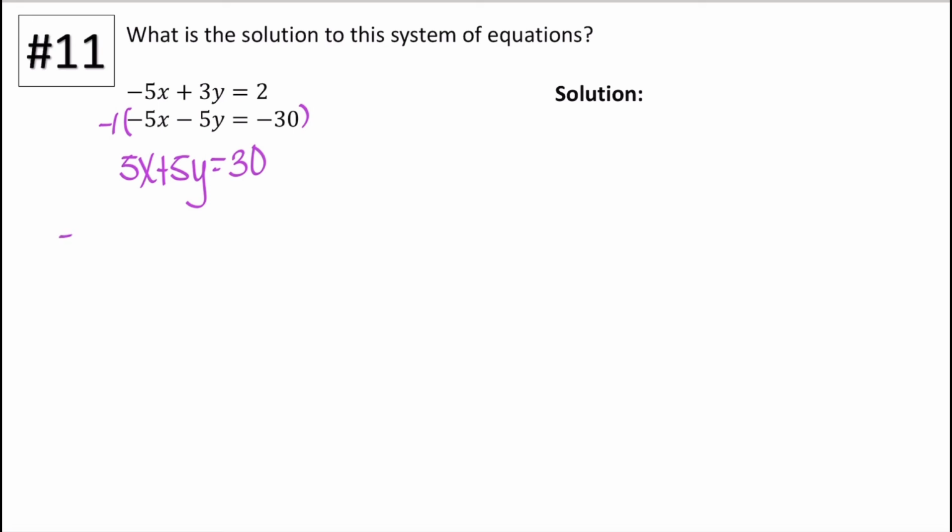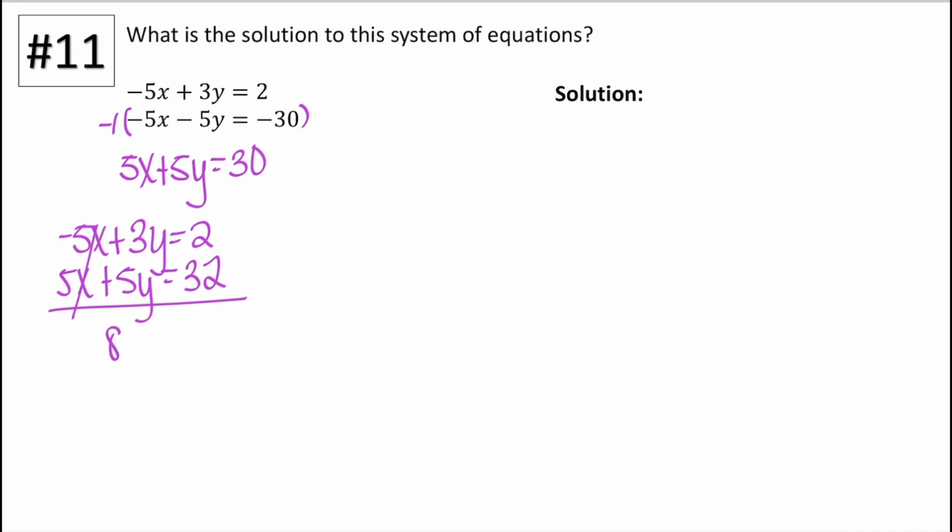Now I can combine this with that first equation, negative 5x plus 3y equals 2, and then I have 5x plus 5y equals 30. When I add these together, I get 8y equals 30 plus 2, which is 32. So I'm going to divide both sides by 8, and I have y equals 4.